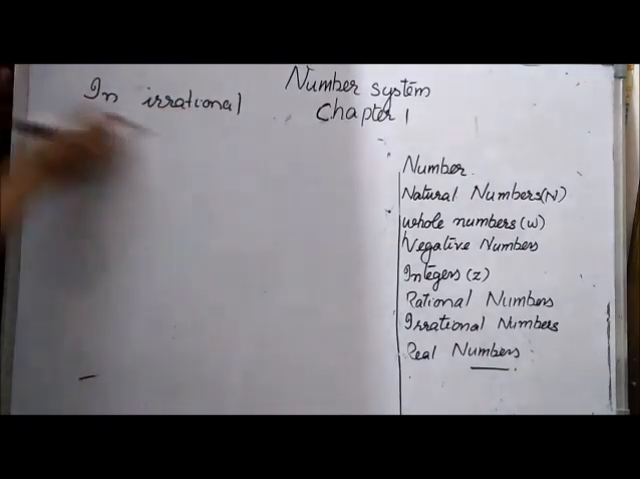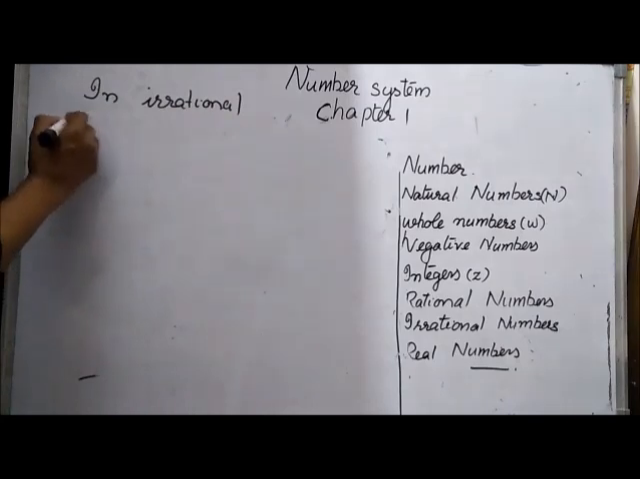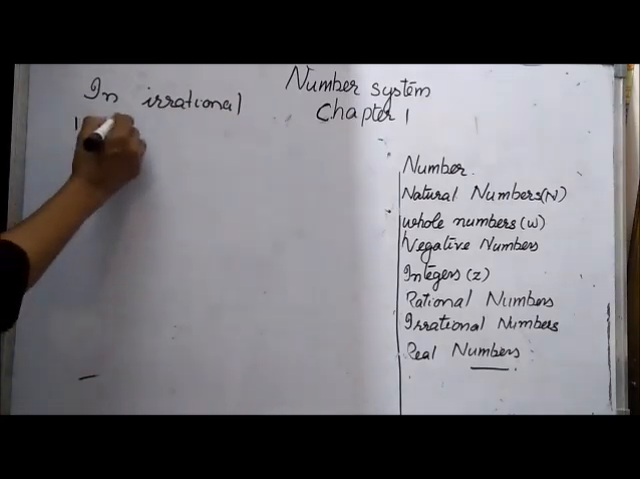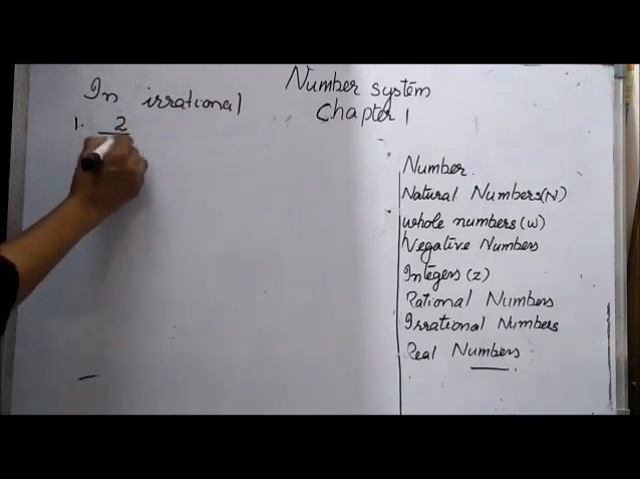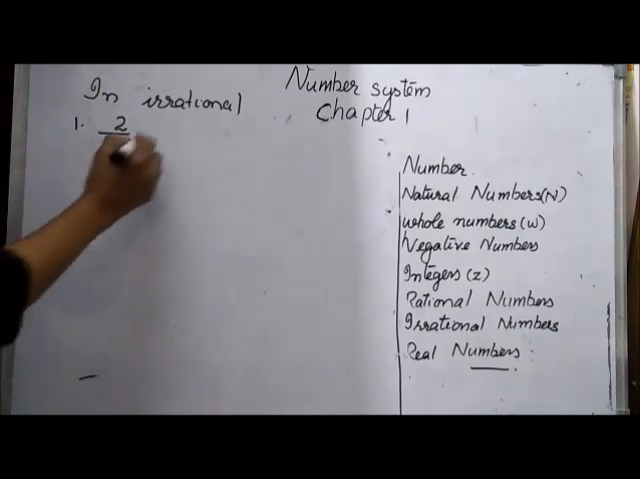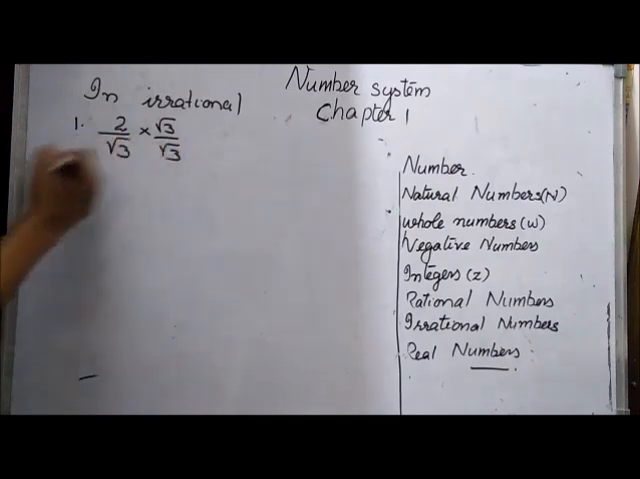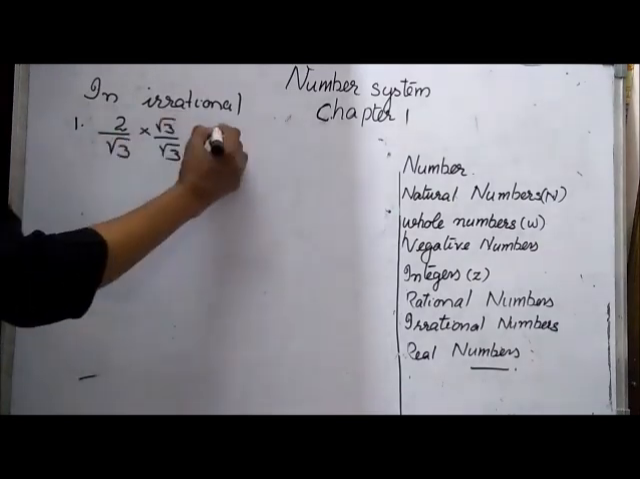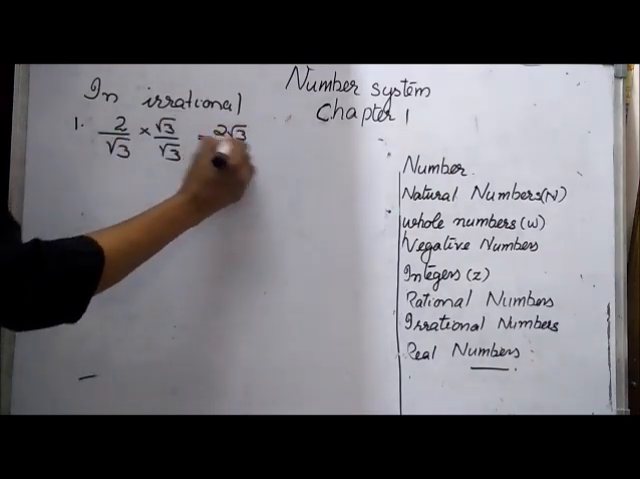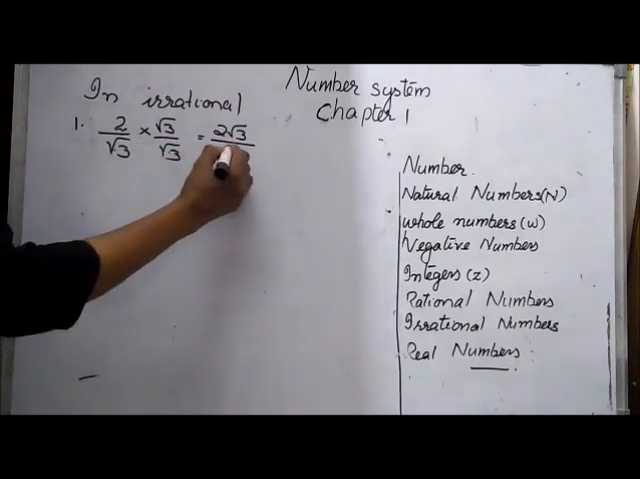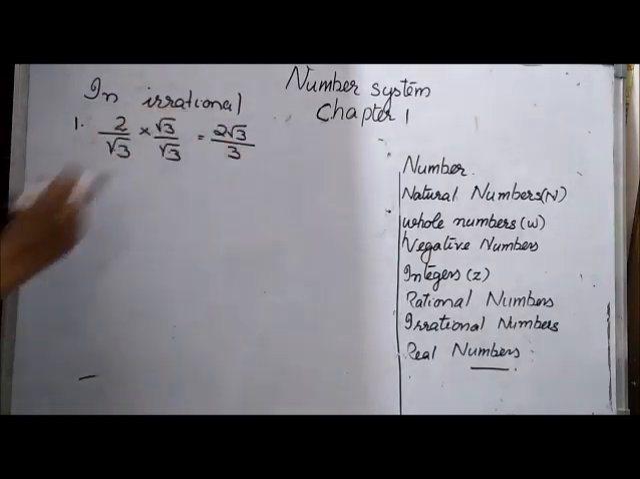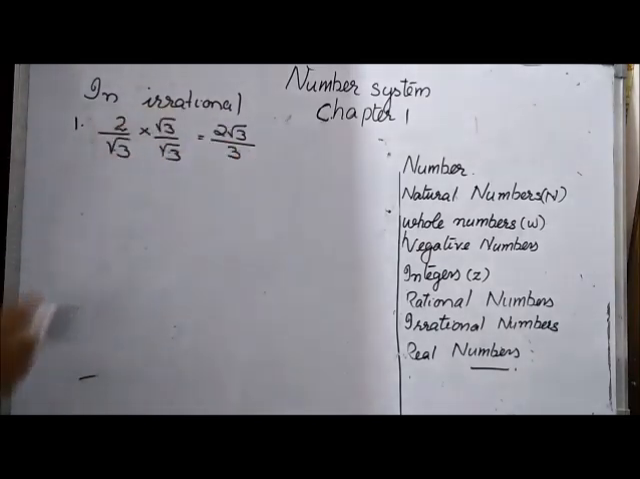So, if the question is like this, 2 by root 3, what will we do? We will multiply numerator and denominator by root 3. Then it becomes 2 root 3 divided by root 3 into root 3, which is 3. Now, look, the denominator is not containing an irrational number.